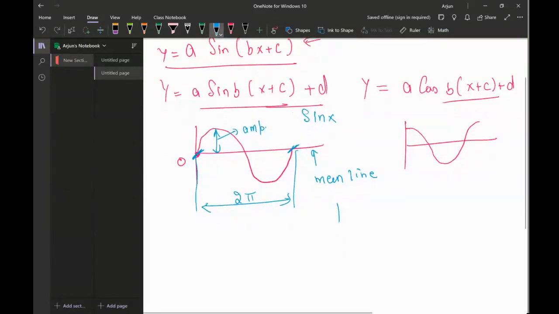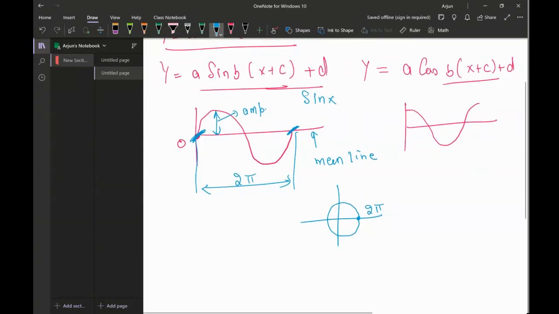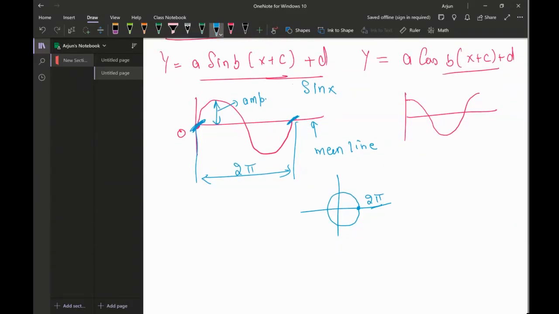So if I compare it with the circle, what happens? The circle starts from here and completes itself within 2 pi, and this wave also completes itself within 2 pi, or an interval of 2 pi, shall I say. Now let's compare this equation with the standard equation, and we will try to understand all the terminologies used in this equation.